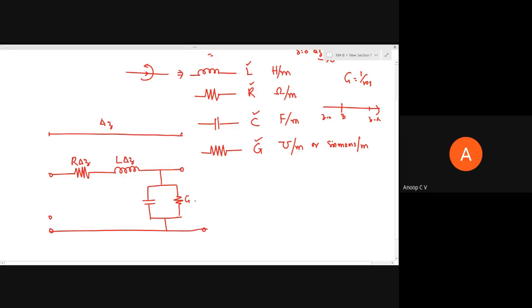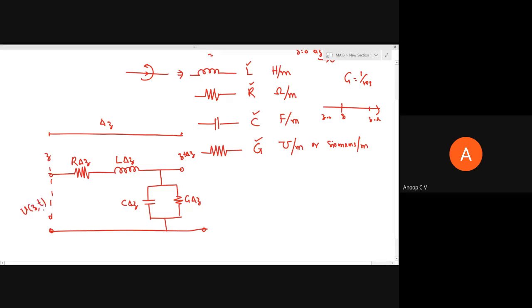This conductance will be G into delta z, and capacitance will be C into delta z. This point is z, and the distance of the other point from the source will be z plus delta z. And at this port, if you consider it as a port, the voltage is v of z comma t.